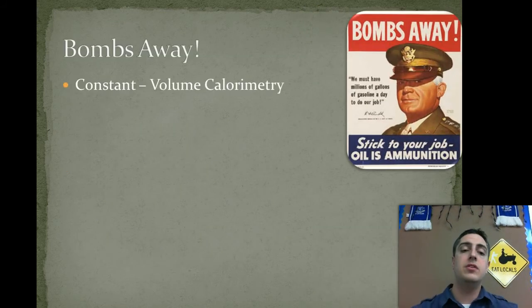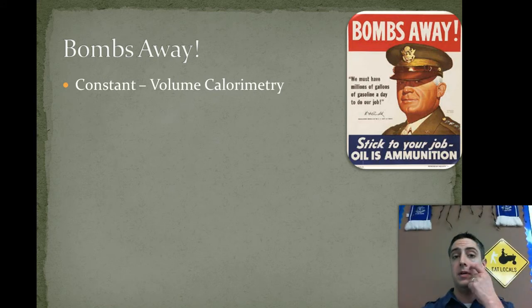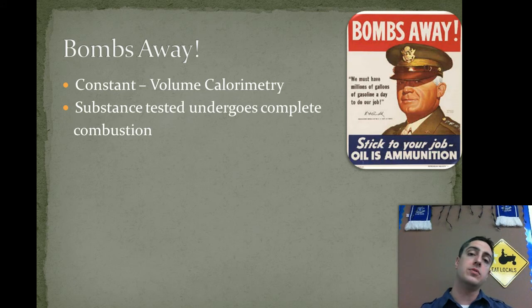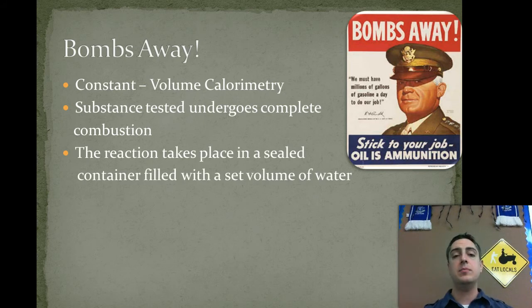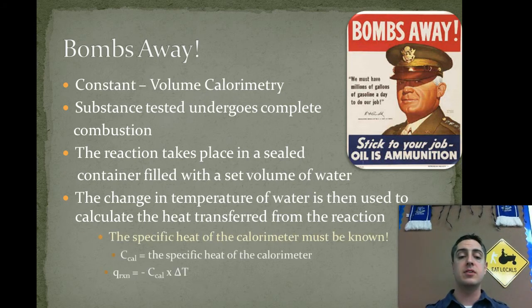Another type of calorimeter that we can use is something called a constant volume calorimeter, in which the volume is kept constant, but the pressure can be allowed to change. Usually this is used for something that's going through complete combustion, because your pressure is going to change as the reaction takes place, but your volume will stay the same. So we usually have this take place in a sealed container filled with a set volume of water, and the change in temperature of the water is then used to calculate the heat transfer from the reaction. So the basic idea is still the same between the two types, but the main difference is that you're in a sealed container, and we're dealing with things that are more heated up.